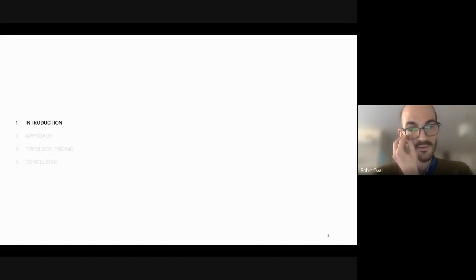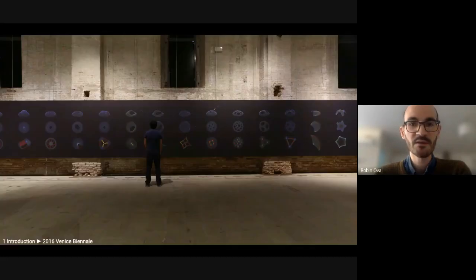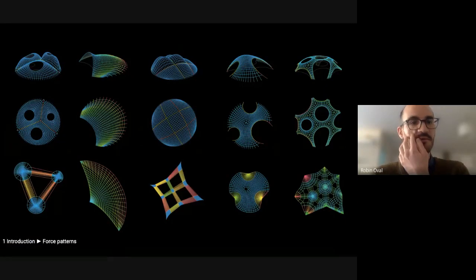So let me start by introducing my research on topology finding, as I coined it. During my master's thesis that I did at the Bollinger group in Zurich in 2016, I had the chance to contribute to the exhibition at the Venice Biennale, where we produced this piece that was meant to demonstrate the potential of funicular form finding. Funicular form finding, you're probably aware of this, is a strategy to generate compression-only geometries that are suitable for masonry vaults or concrete shells, for instance.